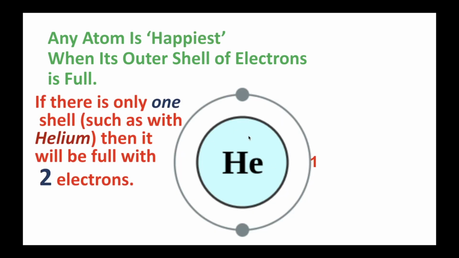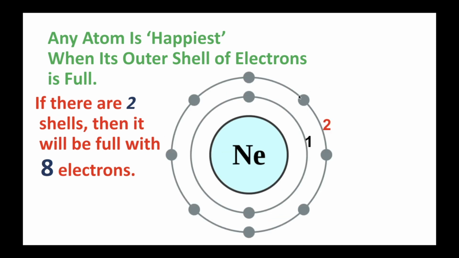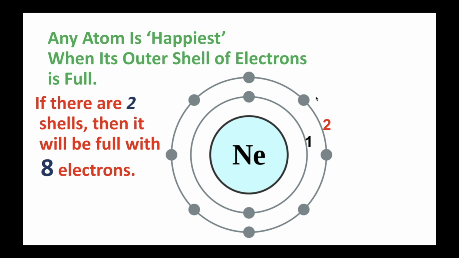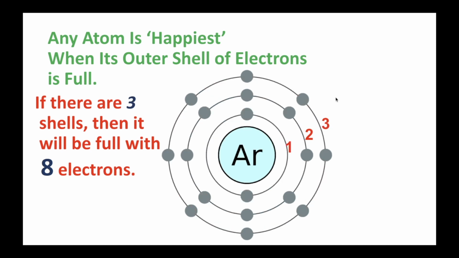So if there's only one shell, for example, helium only has 2 electrons. And so it only has one shell because that shell can fit both of the electrons that helium has. Helium's happy because its outer shell is full. Neon has 10 electrons, and so the first 2 go into the first shell, and then the next 8 go into the next shell. And neon is happy as well because its outer shell is full. And here's argon, which we just saw. Argon is also happy because its outer shell is full because it can hold exactly 8 electrons. If it had any more electrons, it would have to have another shell, a fourth shell.